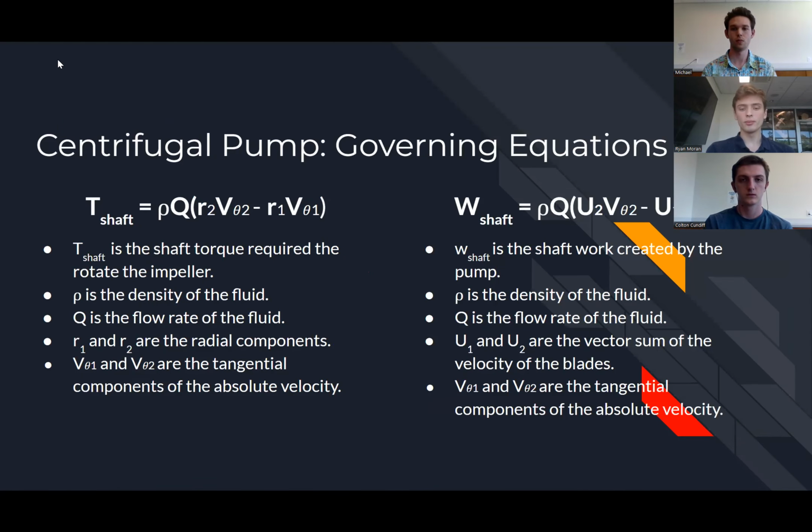So with a centrifugal pump, there are two main governing equations, one being for the shaft torque, which is the density times the flow rate, times the difference in two different radial components and velocity components. And the other is the shaft work created by the pump, in which it is also the velocity. It is the difference in shaft work times the flow rate and density.